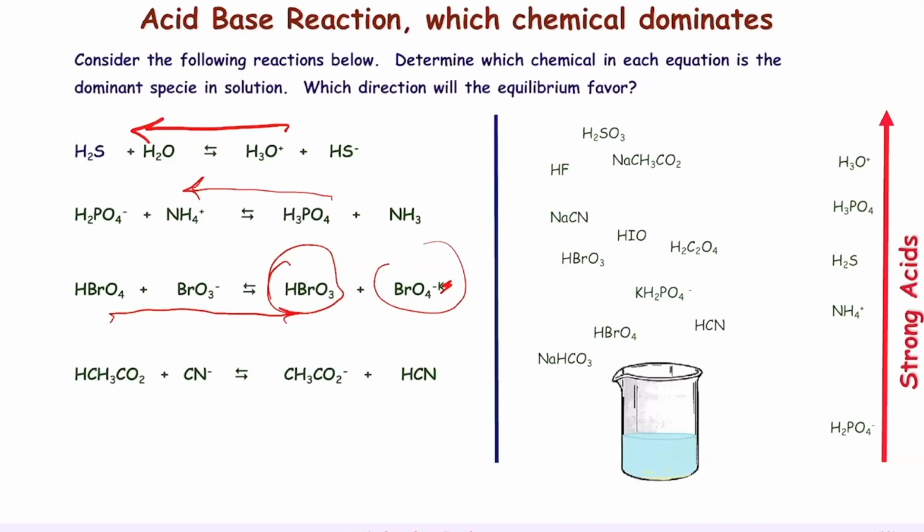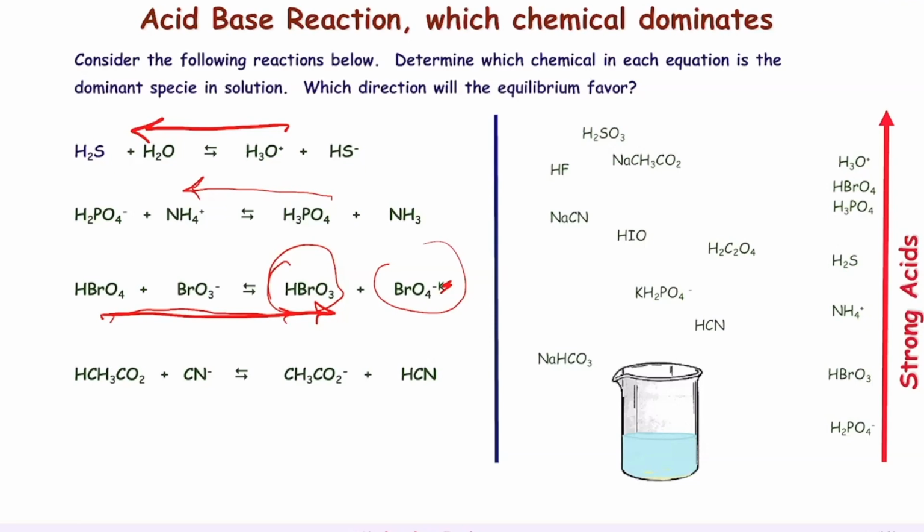Between hydrogen bromide and hydrogen bromate, hydrogen bromate is a stronger acid, and the reaction is going to shift to the right, or it's going to favor the products. And the majority chemical is HBrO3 and Br minus.